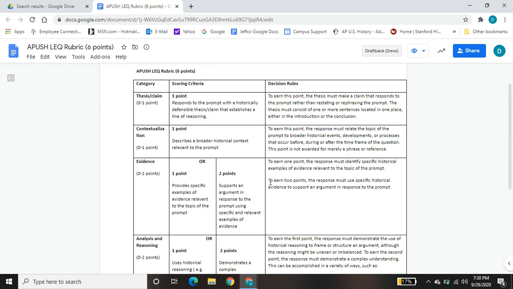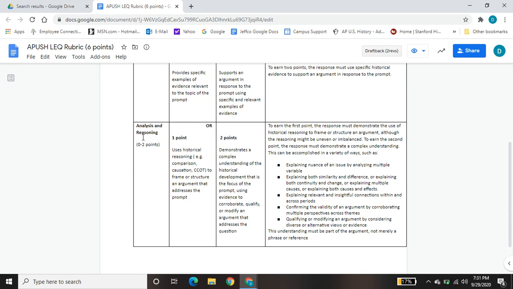So 1 point is just you have the evidence. You demonstrate that you know these are the events or these are pieces of evidence that support your opinion. You get 2 points in developing that evidence, explaining what that evidence is and how that evidence worked and what that evidence was. Okay, 1 point is just the specific mention. 2 points where you develop it beyond mentioning it. You explain what it meant and why it was important.